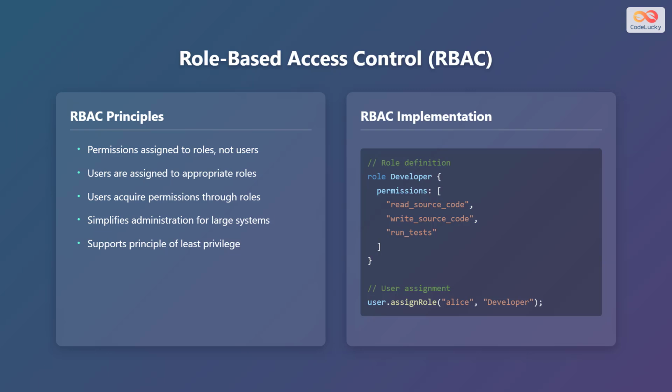The developer role has permissions such as read source code, write source code, and run tests. To assign a user to this role, the system can use a function like user.assignRole, specifying the user Alice and the role developer. This assignment grants Alice the permissions associated with the developer role.